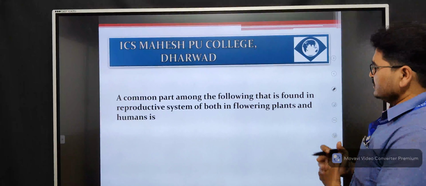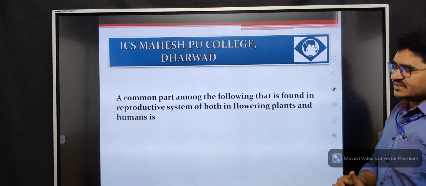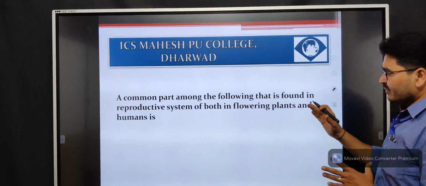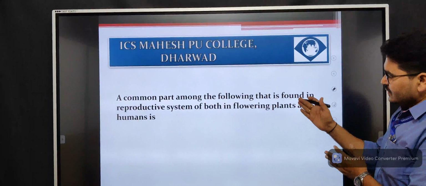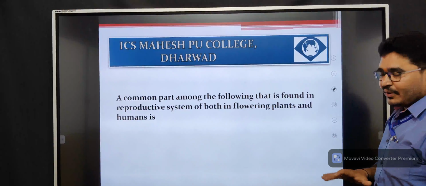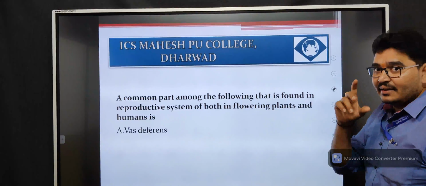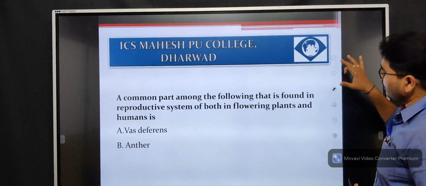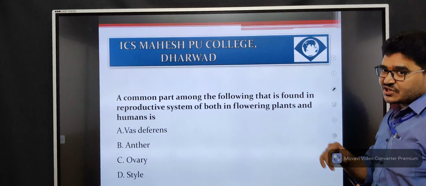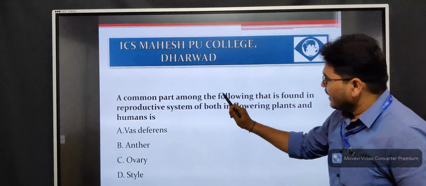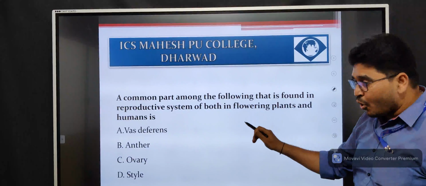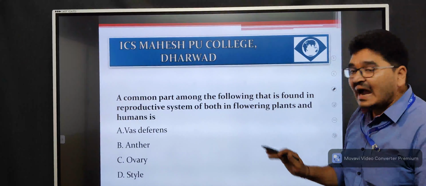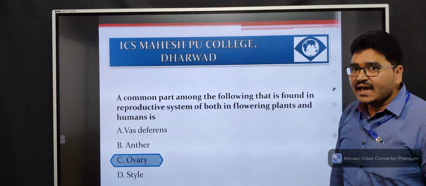A common part among the following that is found in the reproductive system of both flowering plants and humans. Here we need to be very careful because they are comparing plants with animals. Flowering plants' reproductive structure and human reproductive structure, what is common, we call that part by a common name. A. Vas deferens, B. Anther, C. Ovary, and D. Style. The question is a common part found in the reproductive system of both flowering plants and humans, that is common, present, and also identified as. So the right option is C, ovary.